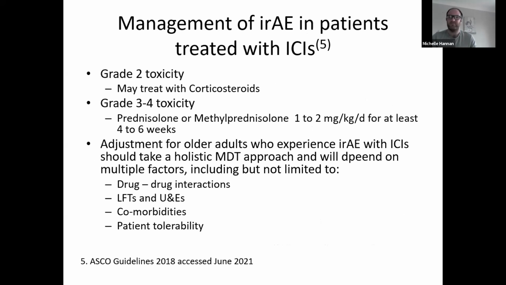So in terms of managing immune-related adverse events in patients treated with immune checkpoint inhibitors, the ASCO guidelines are quite simple to follow. We find them quite useful in our practice. So with a grade 2 toxicity, you may treat with corticosteroids, but with a grade 3 to 4 toxicity, you really want to go in hard with prednisolone or methylprednisolone, and it's 1 to 2 mg per kg per day for at least 4 to 6 weeks.